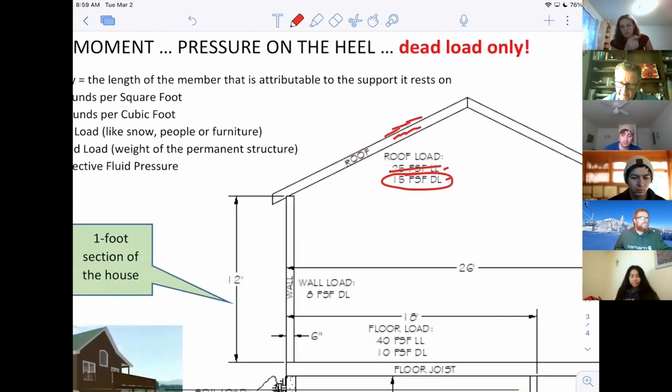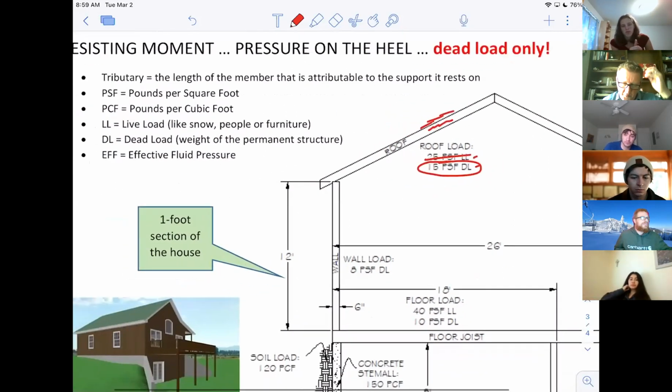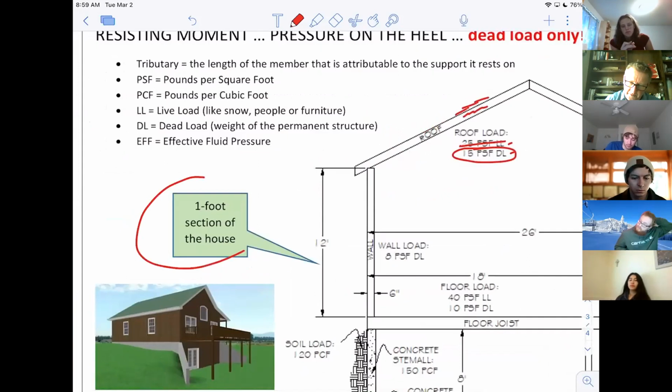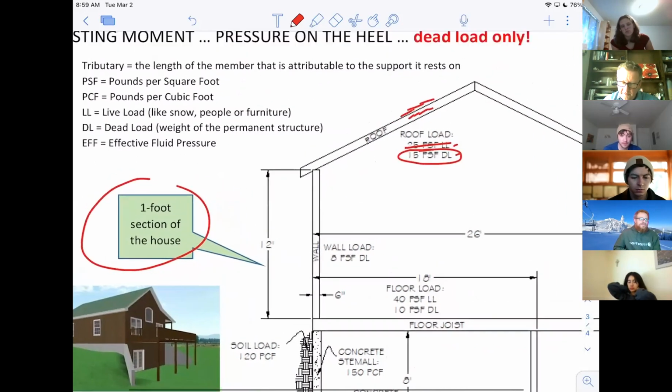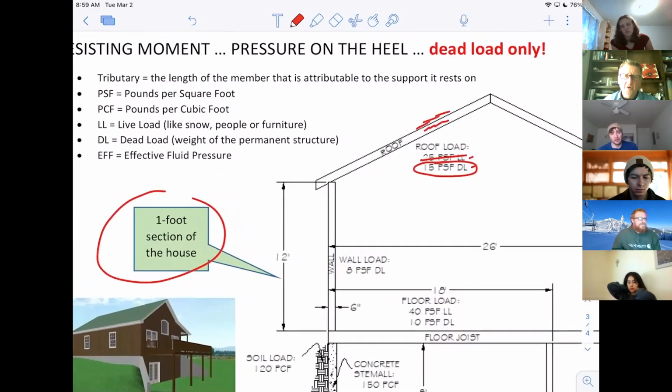So let's actually do the math on this. So it's now very important. I said over here, 1 foot section of the house. Remember, we're doing this all just for 1 foot of the house. If we can get that 1 foot not to tip, then none of the feet will tip. Do you understand how we're simplifying that? So we have a 1 foot slice of this house. So how many square feet is that? Since the weight is 15 pounds per square foot, then how many square feet of roof are up here?